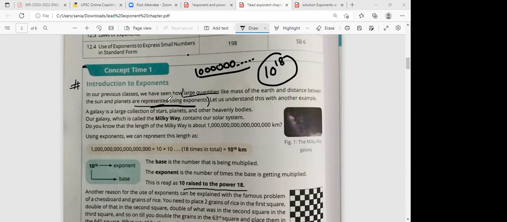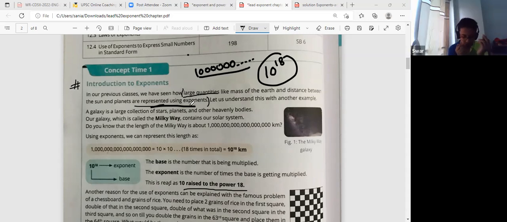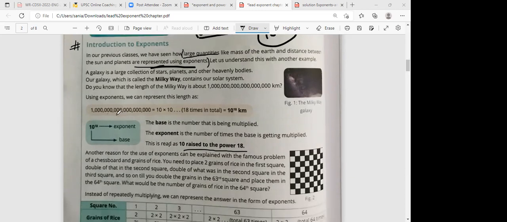Done, Swar? You don't have to write everything. You just have to write this: large quantities are represented by using exponents. Okay. Then you will write this. You can just write the example 10 raised to the power 18.